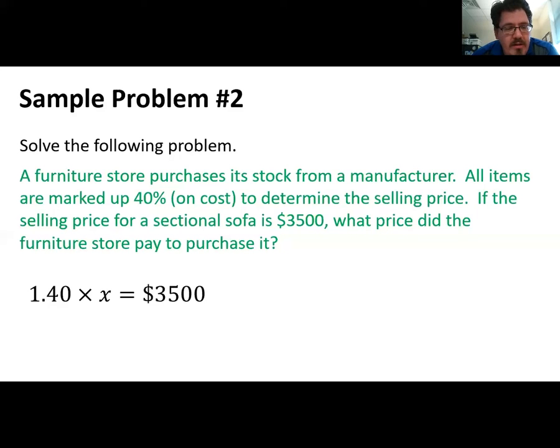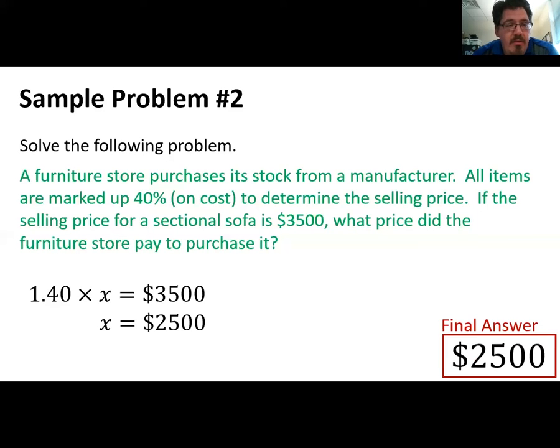Okay, so it takes a little bit of work to set up the equation, getting the right percentages in there, getting the numbers in the right spots. But once you do that, then you're left with a pretty simple one-step equation. We need to divide both sides by 1.40 to get the variable by itself. And when we do that, we come up with a value of $2,500. And there you go. That is what we're looking for. That is the amount that the furniture store actually paid for the sofa. They then marked up that price by the 40%, and that got the $3,500.